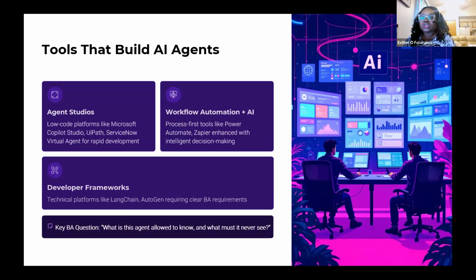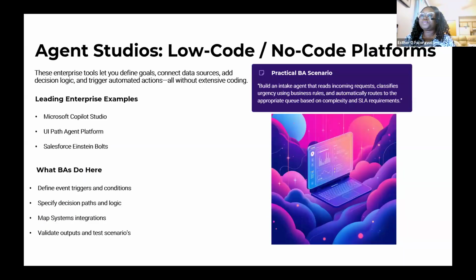But the major question that we would want to ask ourselves is, this particular agent I want to use, what exactly is this agent allowed to know? What exactly do I want this agent to perform? And what must it never see? Let's not forget that we're business analysts. So we determine the behavior of the agents. For example, okay, let me not jump the gun. Let's go in there, then I'll talk about version control.